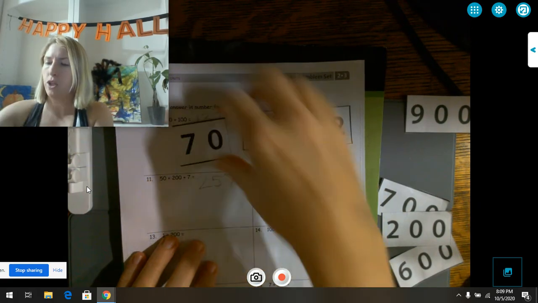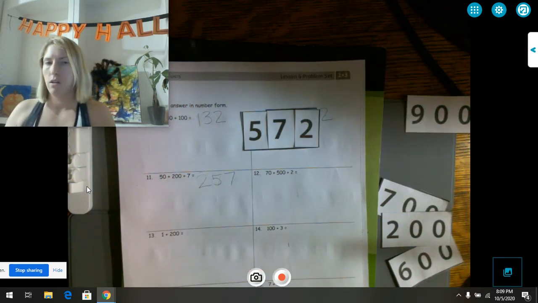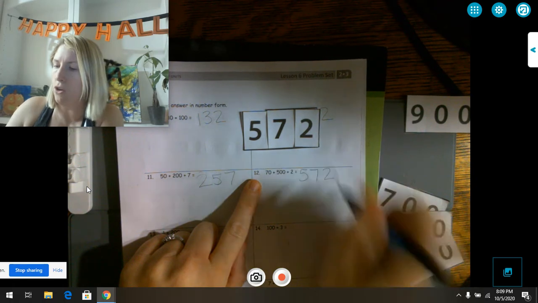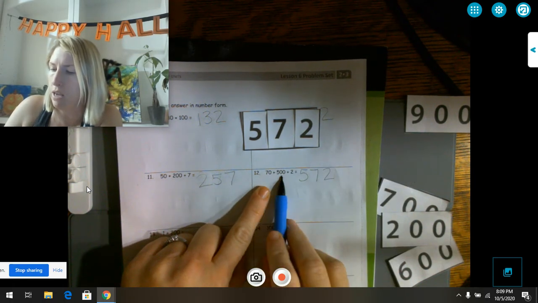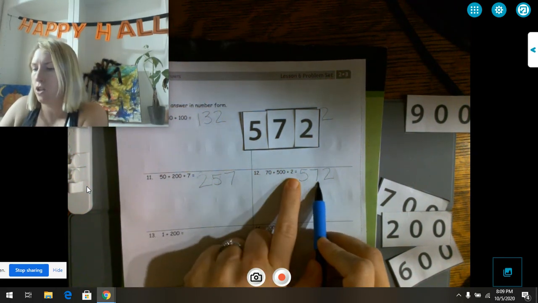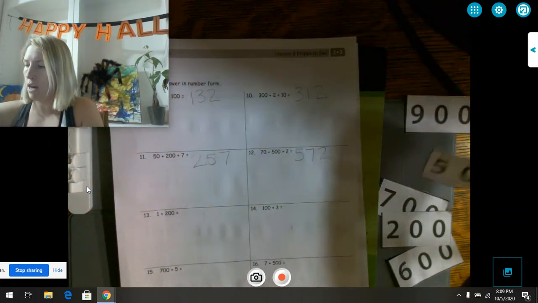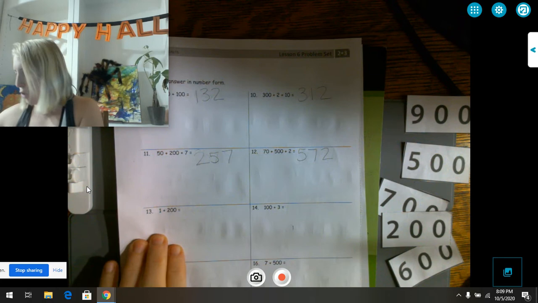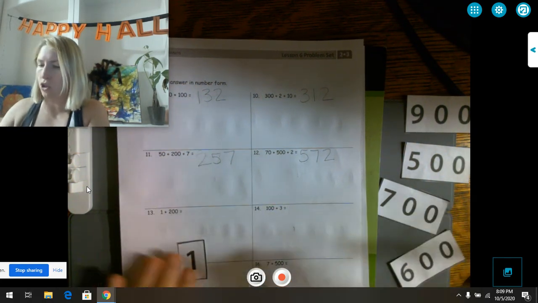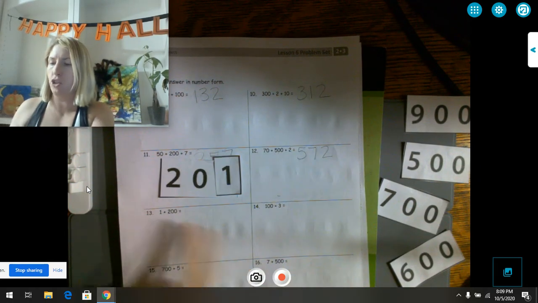Next one, we have 70 plus 500 plus 2, and we put those together. Part plus part plus part, we get 572. So there's the 500 that goes in the hundreds place. There's the 70, which is 7 tens, that goes in the tens place. And there's the 2 ones that goes over here in the ones place. All right, next we have 1 plus 200. So we want to find the 1 plus the 200. Okay, and we put those parts together. We get 201.